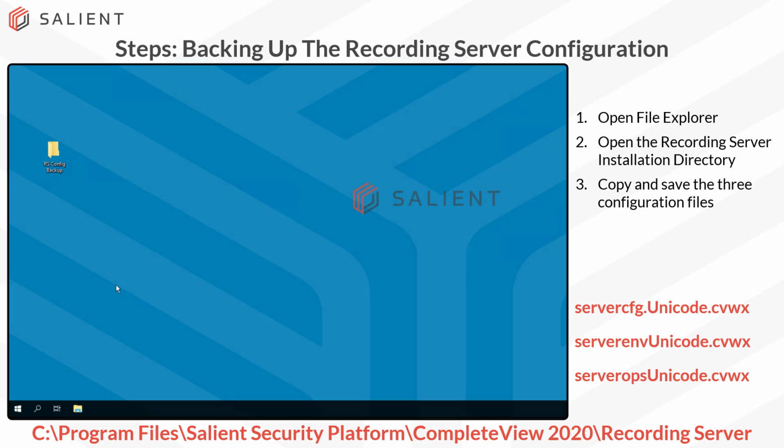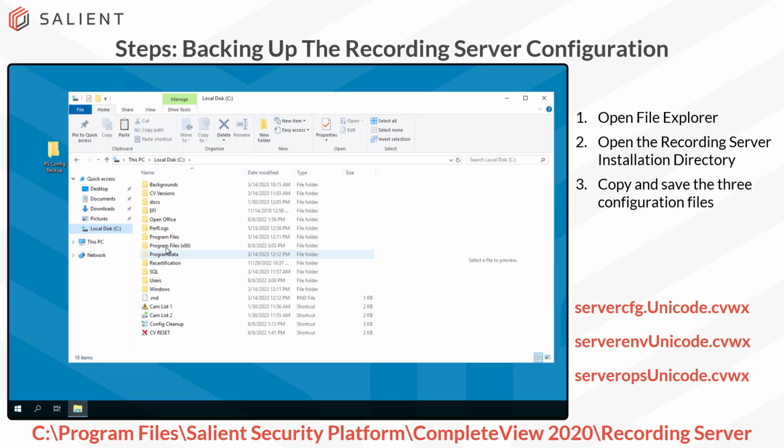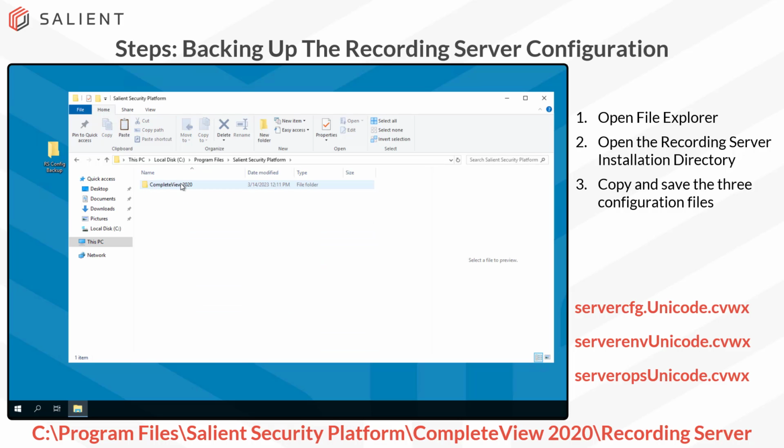To back up the recording server configuration, you'll need to connect to your recording server either locally or through RDP or another method. Once you've connected to the recording server, open your File Explorer. In the File Explorer, you're going to navigate to the CompleteView Recording Server Installation directory. That's in C, Program Files, Salient Security Platform, CompleteView 2020, and Recording Server.